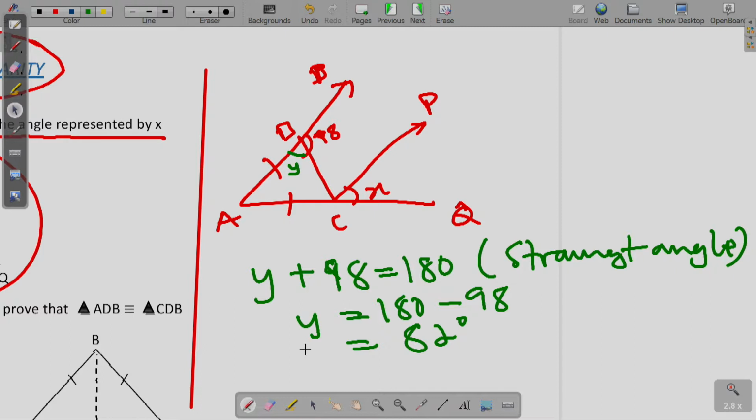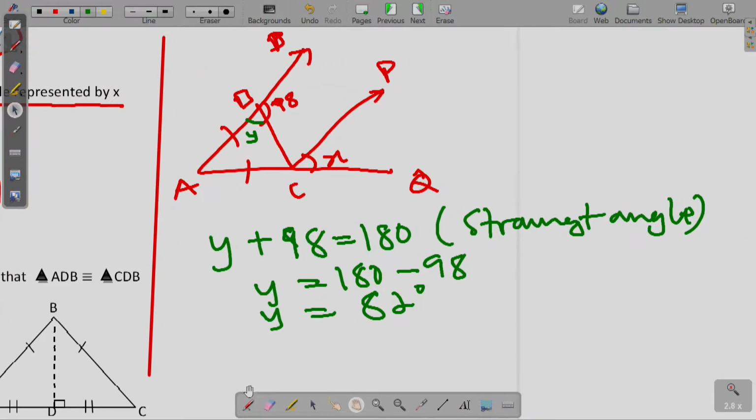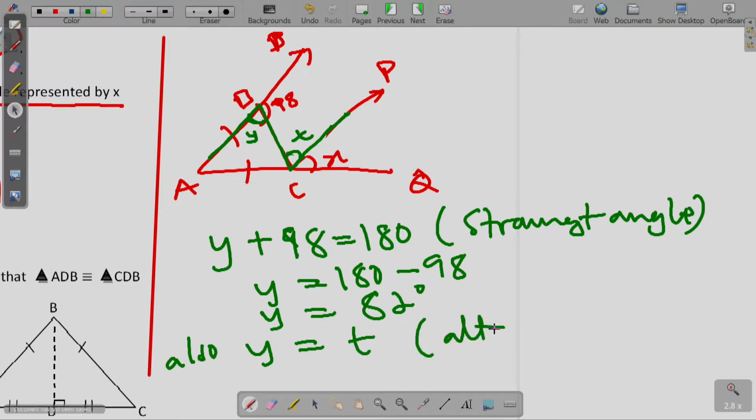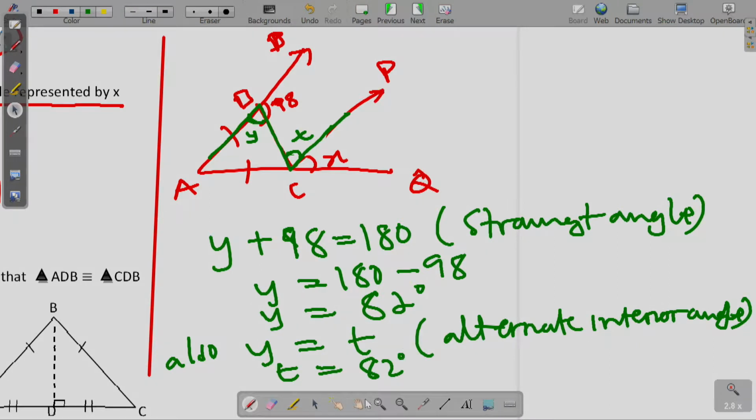So we have the angle Y. But also, if we look carefully here, we find that we have a figure like Z. It means that this angle and this one are equal. So here is also equal to Y. Let's here we have T. So also Y is equal to T, alternate interior angles. Therefore, T is also equal to 82.